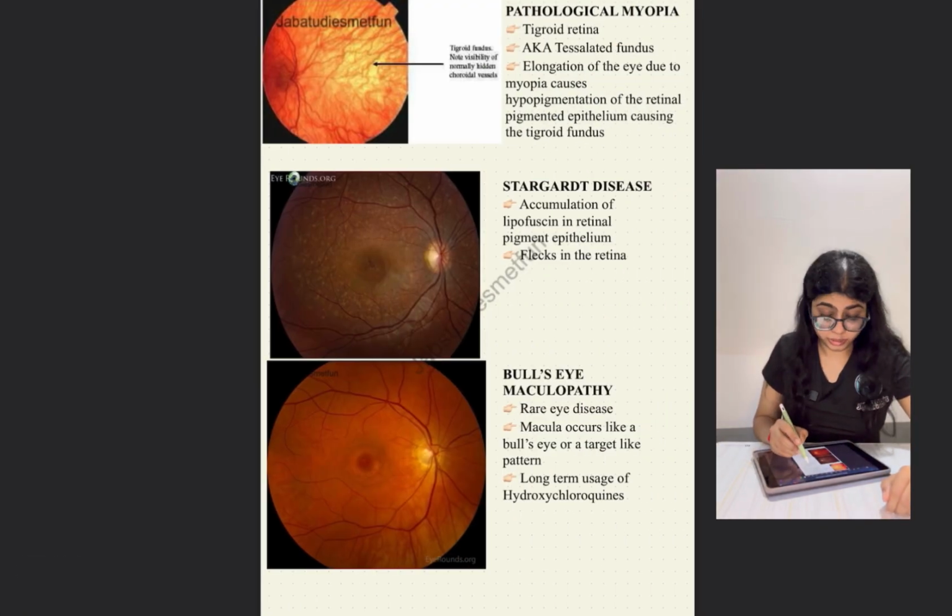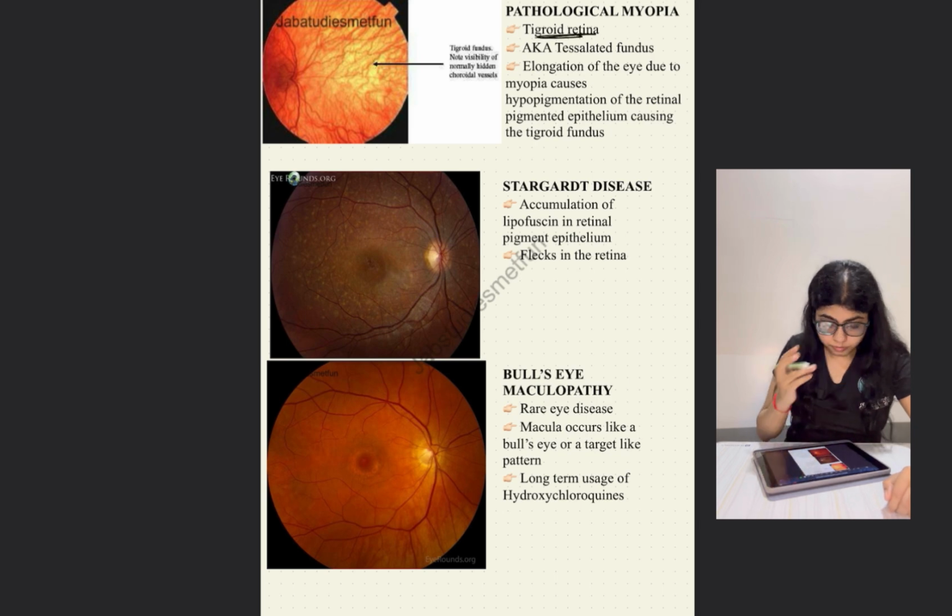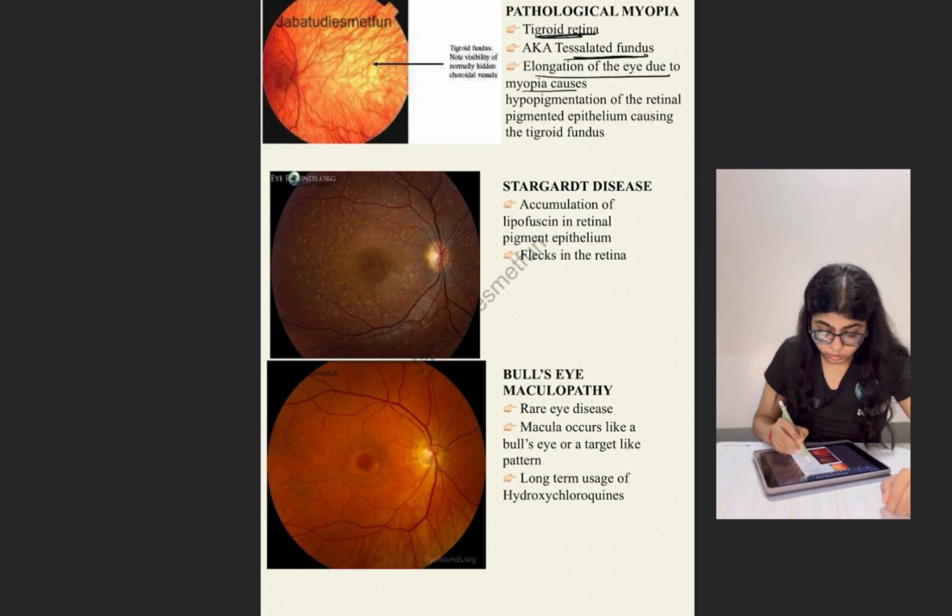Pathological myopia. It is also known as tigroid retina and also known as tessellated fundus. There is an elongation of the eye due to myopia, causing hyperpigmentation of the retinal pigmented epithelium, causing this tigroid fundus. Stargardt disease. There is an accumulation of lipofuscin in the retinal pigment epithelium, which causes flecks in retina.